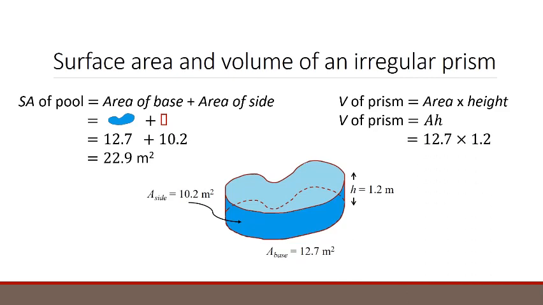So in this case, it's 12.7, the area of the base, times 1.2, the depth of the pool, assuming we're filling it to the top, which is 15.24 metres cubed. So that's how much water we would need to fill this pool.